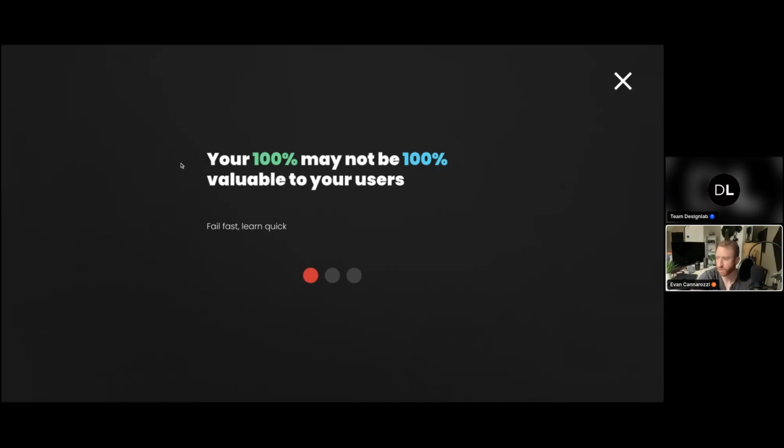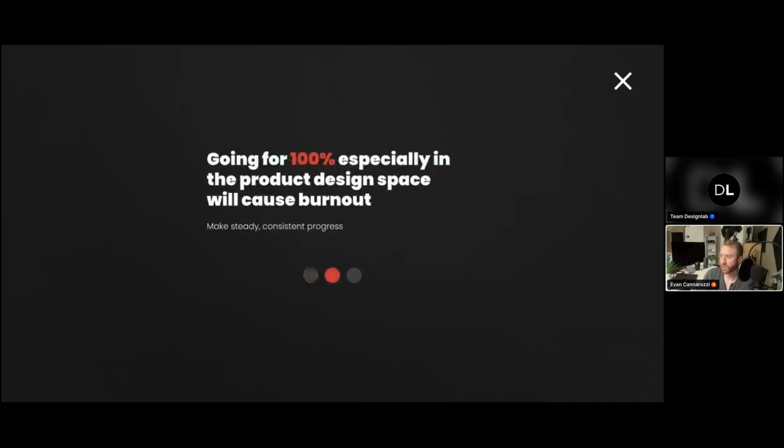So fail fast and learn quick. You can always go back and refine later. Going for 100%, especially in the product design space, will cause burnout. It's happened to me. I'm sure it's happened to all of you. It's just unrealistic, right? So making that steady, consistent progress and trying to get to 80%, not 100%, is what's going to propel you forward.